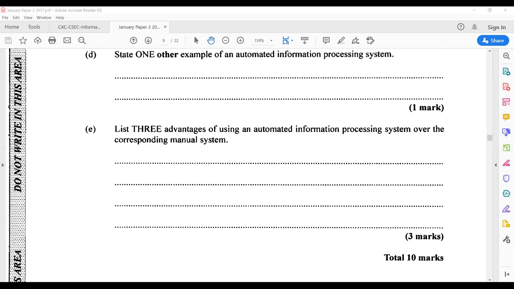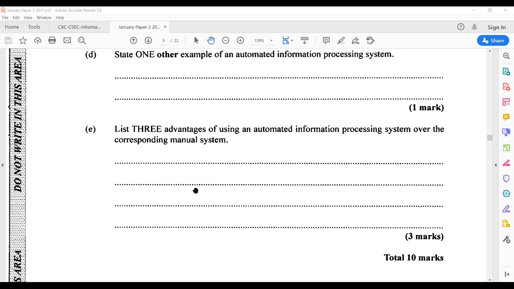Right, so if we use the ATM example, what are the advantages of using an ATM as opposed to going into the bank and withdrawing money? So one thing definitely is that it is faster to use an automated information processing system, right? The second thing would be increased efficiency, as it does the majority of the work. And thirdly, storage capacity. The ATM machine, for example, can access all the information of everyone's bank account. Okay, so those are three advantages of using an automated information processing system over a manual system.